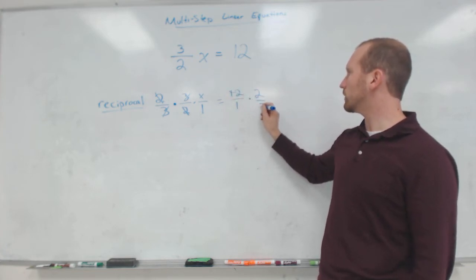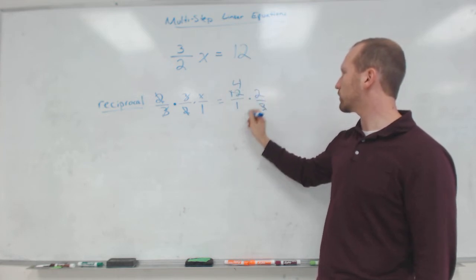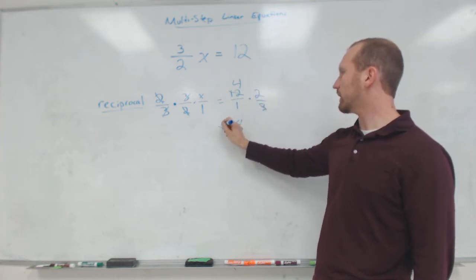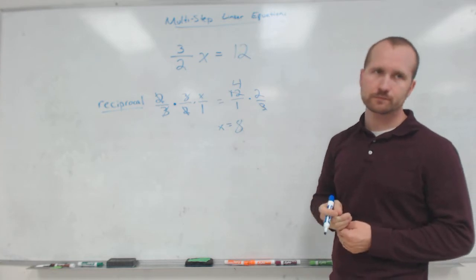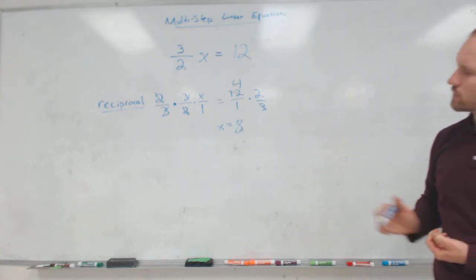And then 12 times 2/3. Here I would also upstairs, downstairs cancel. And then I would multiply 4 times 2. And my final answer would be 8. So another one of those.